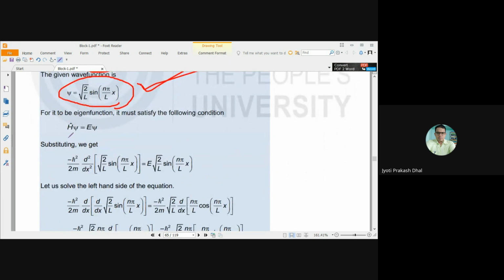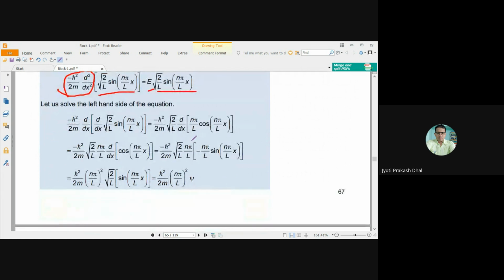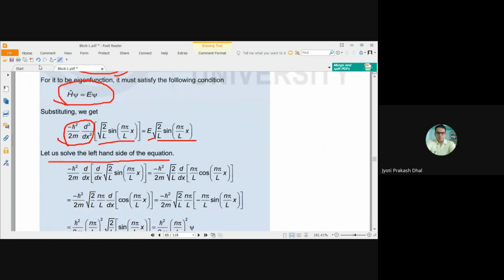Now we know that if the wave function is an eigenfunction, then H cap psi should be equal to E psi. Now substituting these values of H cap and psi, we can write the equation H cap psi equals E psi. Now let us solve the left hand side of the equation. First we will solve the left hand side of the equation.